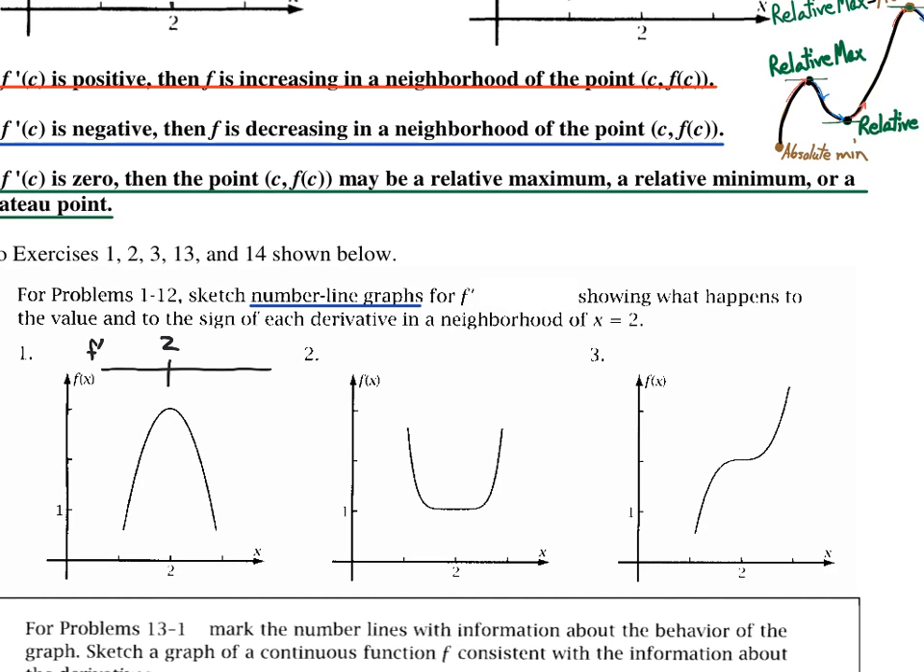It's going to be positive. Okay? Our derivative is going to be positive. If you're not sure, draw a tangent line. If it's going uphill, your slope is positive, right? Okay? And then on the other side of that, our derivative would be negative. Okay? So there we go. How about this second one?